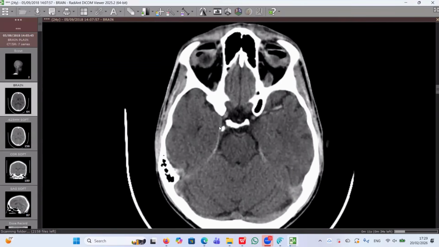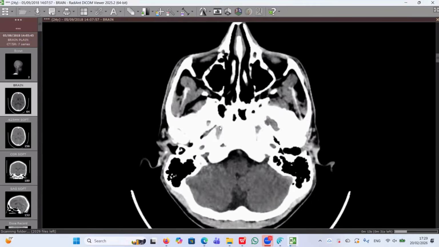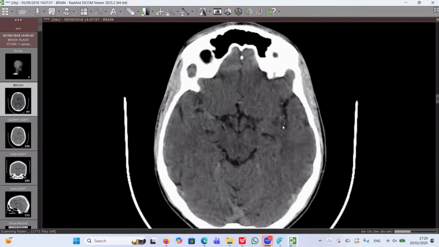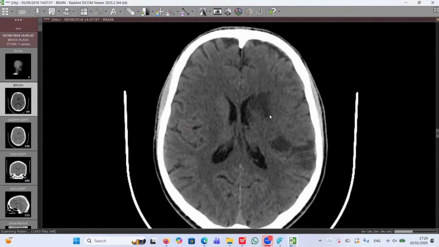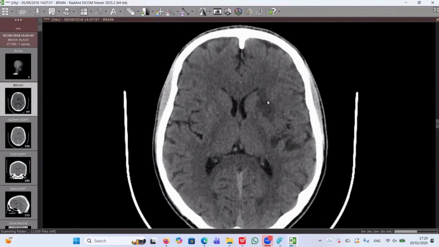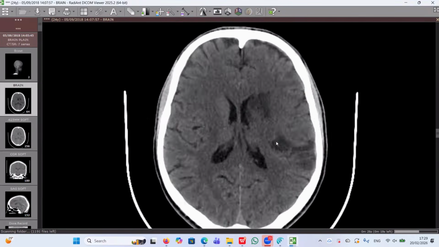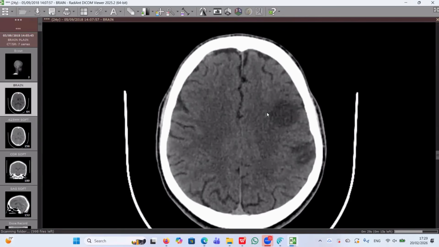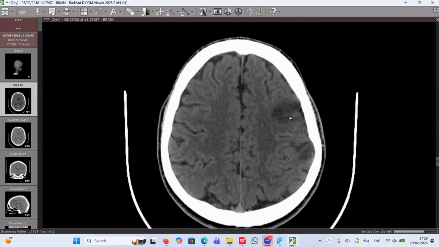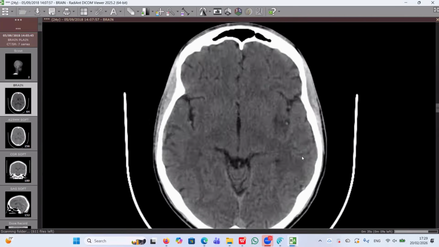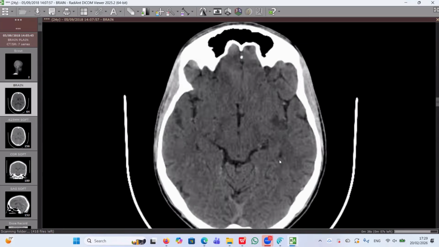This case is of acute cerebral infarction of the left middle cerebral artery. You can see also the dense MCA sign. You can see the infarction involving the caudate, the anterior limb of the internal capsule, and the lentiform nucleus. Also, it's involving some of the peripheral brain tissue, cortical and subcortical, and also involving the insula.